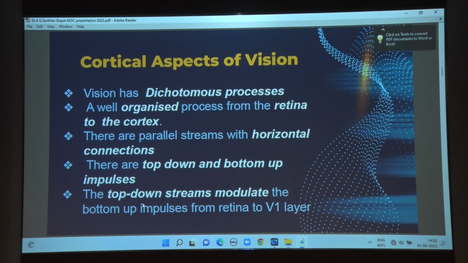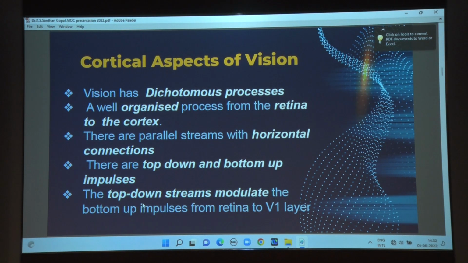Vision is a dichotomous process. There is a nasal retina, there is a temporal retina, starting from the retina. Then it goes up to the lateral geniculate body where there is nasal and temporal dichotomy again. Then it goes to the cortex and the lowest level where it goes to the cortex is V1. There are horizontal connections between all these pathways and there are bottom-up impulses going from retina to V1. And there are top-down corticogeniculate impulses, which I have now realized come right up to the retina. Because of my instrument, I have realized the corticogeniculate pathway does not stop at the LGB, but it comes down to the retina as well. I'll tell you more about it as we go on.